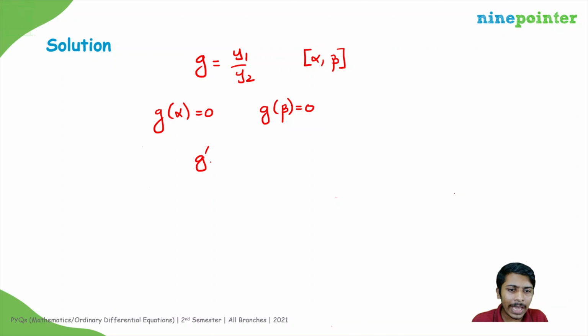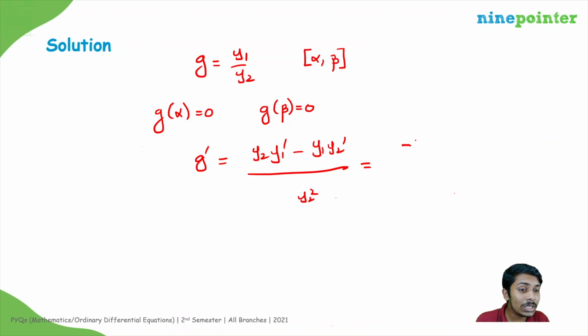Now let me just calculate the derivative. g prime of x will be equal to (y2 y1 prime minus y1 y2 prime) divided by y2 square. You can check that the numerator is actually the negative of the Wronskian. It's actually equal to negative of the Wronskian divided by y2 square.